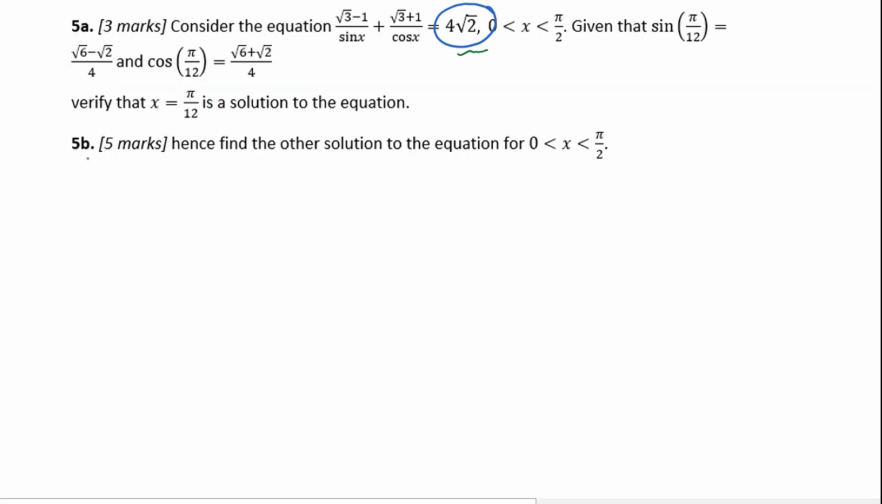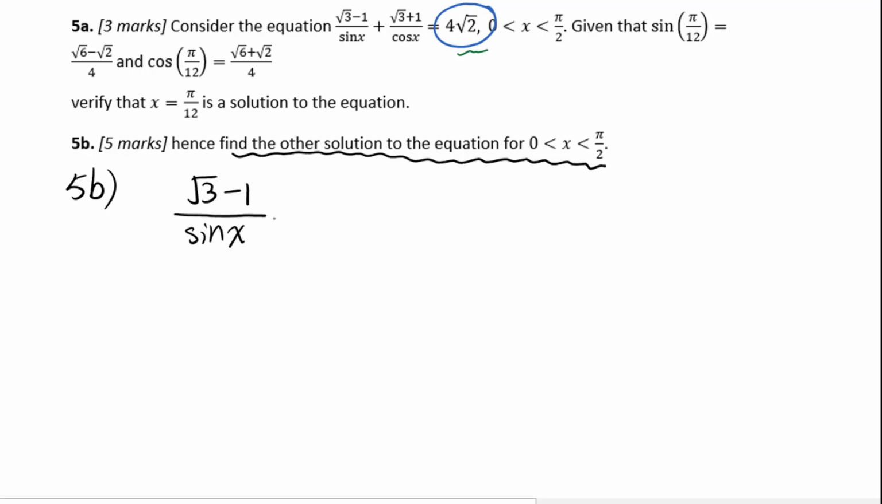Now let's go to 5b. Hence, find the other solution to the equation for x greater than 0, less than pi over 2. Let's go back to the equation. We have square root of 3 minus 1 over sin x plus square root of 3 plus 1 over cosine x equals 4 square root of 2.